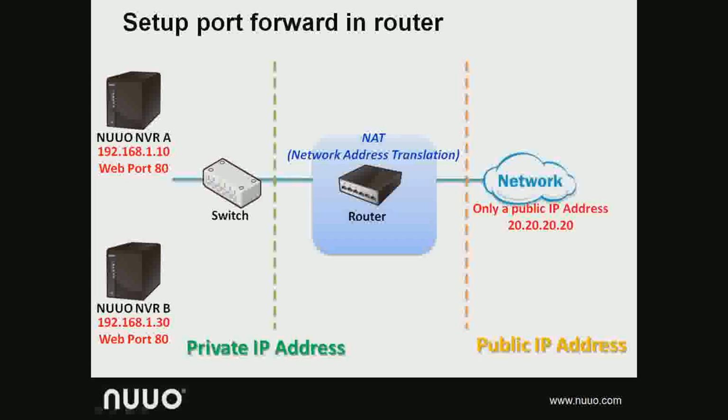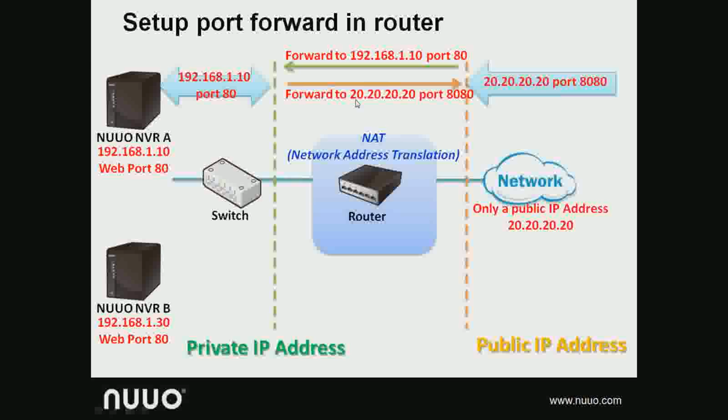And if the customer wants to access the NUO NVR B web page, this user needs to set up 192.168.1.30. And the NUO NVR B internal web port is 80, and the external web port is 8090. So if a remote user wants to access the NUO NVR B web page, the public IP address will be 20.20.20.20 with the port 8090.